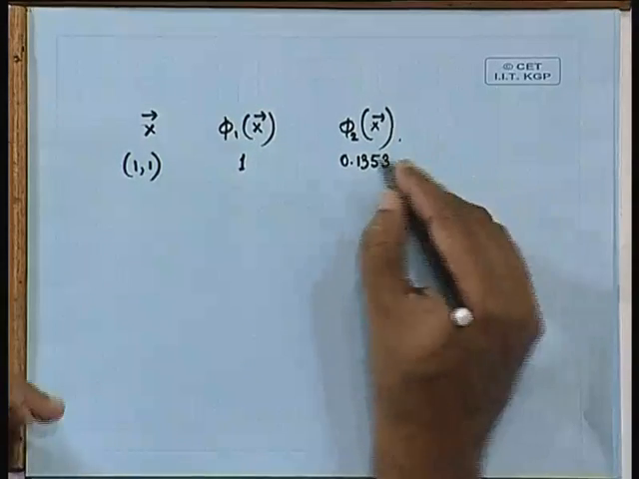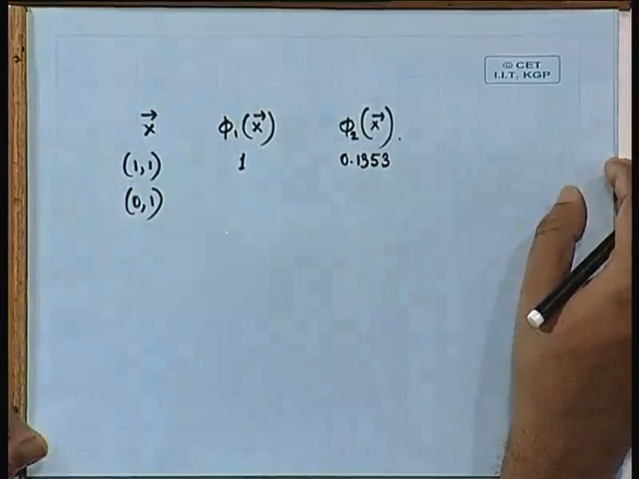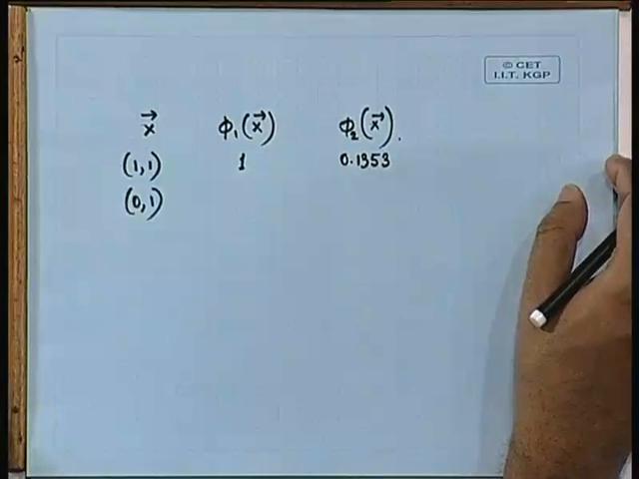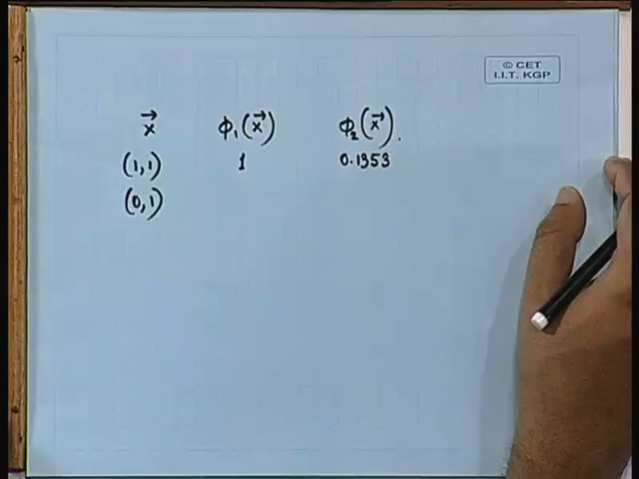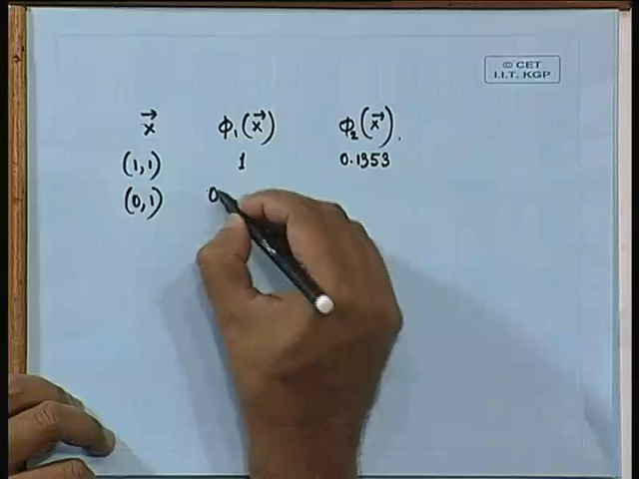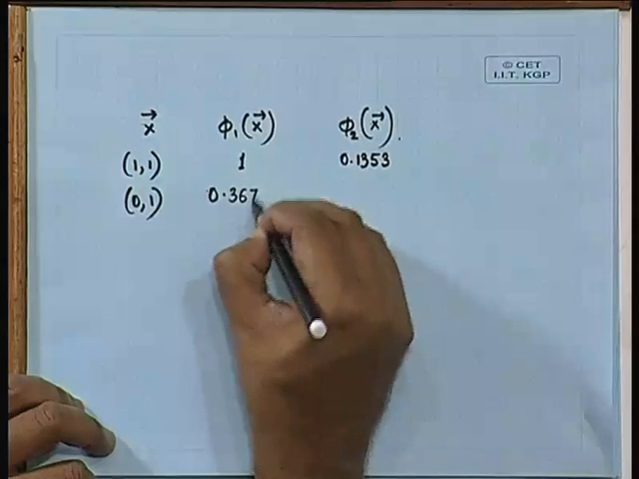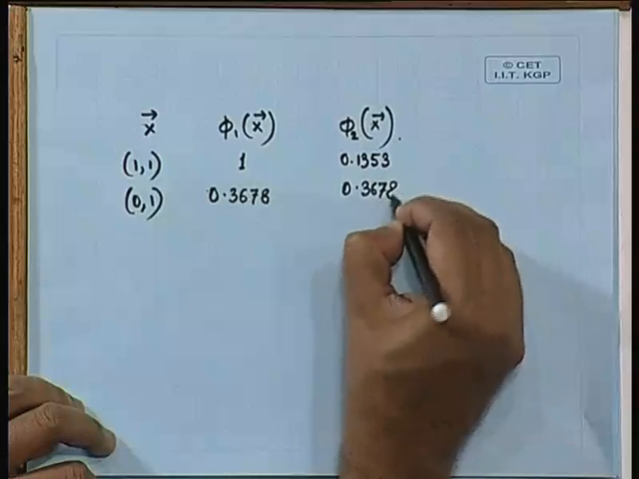Okay. Then we take 0 1. Now, 0 1 is not any of these radial basis function, these Gaussian function centers. So, that means both phi 1 and phi 2 will give some non-zero and non-1 real values. Okay. In fact, the values work out to be equal. So, the values computed are 0.3678 for phi 1 and 0.3678 for phi 2.